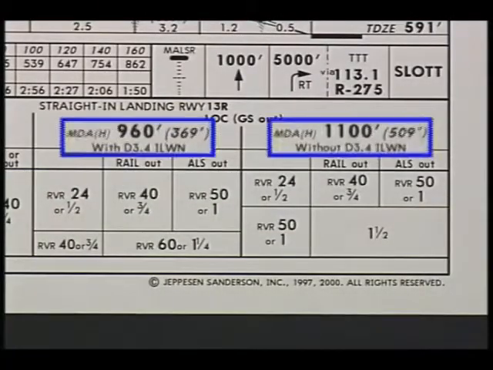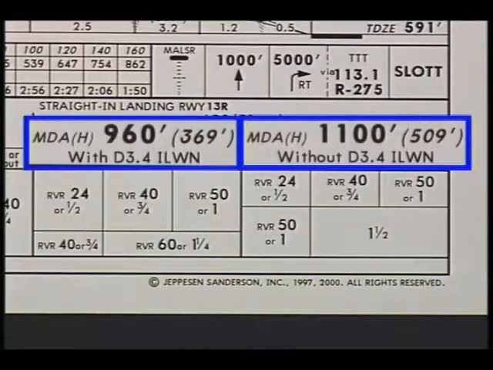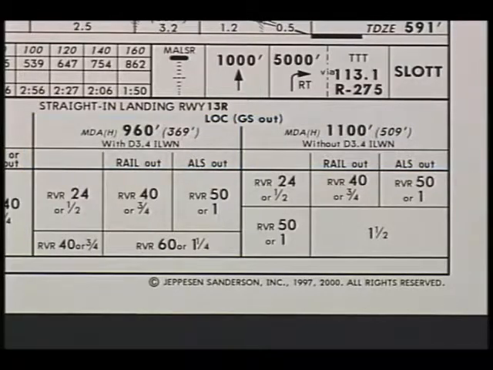Notice that there are different minimums for this approach depending on whether or not you can identify a specific DME fix. Since it is a step-down fix, once you have identified it and crossed it, you can descend to the lower minimum altitude.